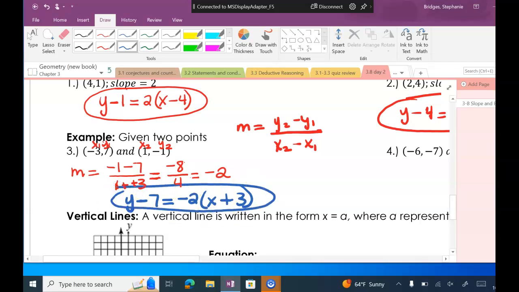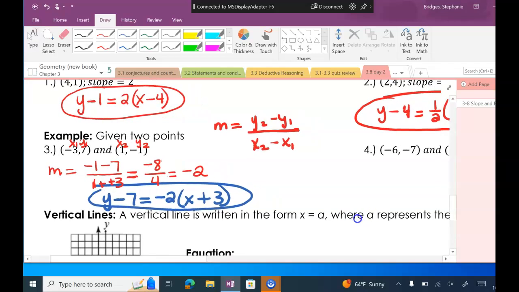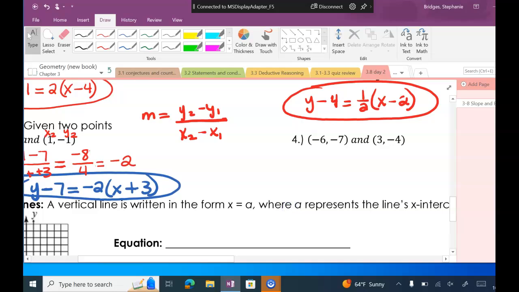I could have also written the equation using the other point, but I don't want to confuse you, so we're going to stick to the ones that we had labeled x1, y1. I want you to try number 4. Same thing. Find the slope first, and then once you get the slope, plug in that slope and your point into point slope form.